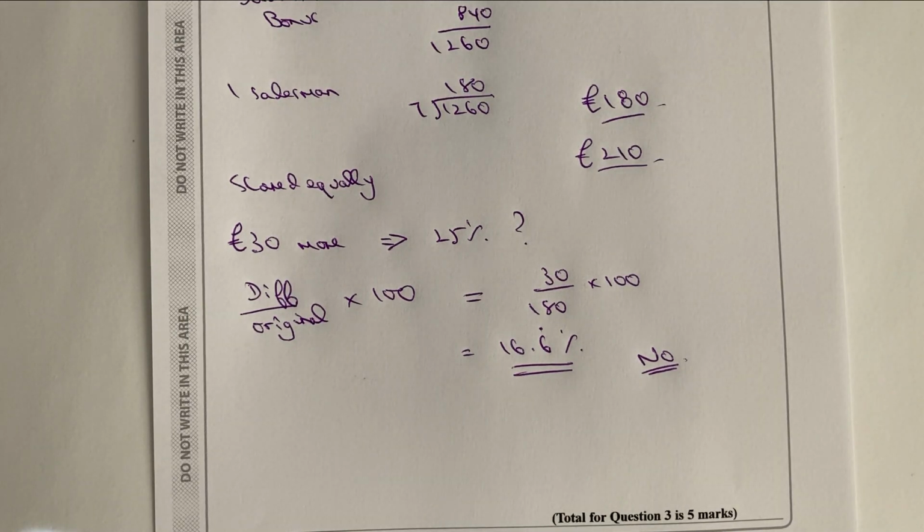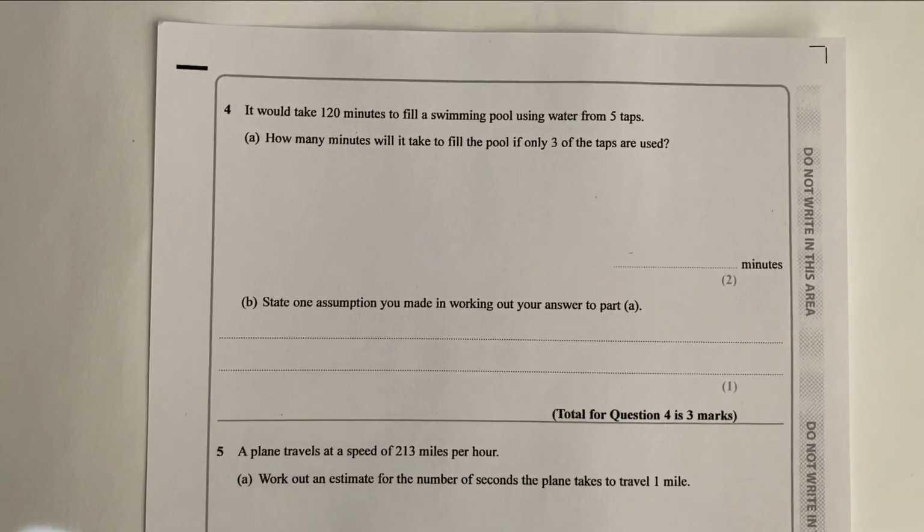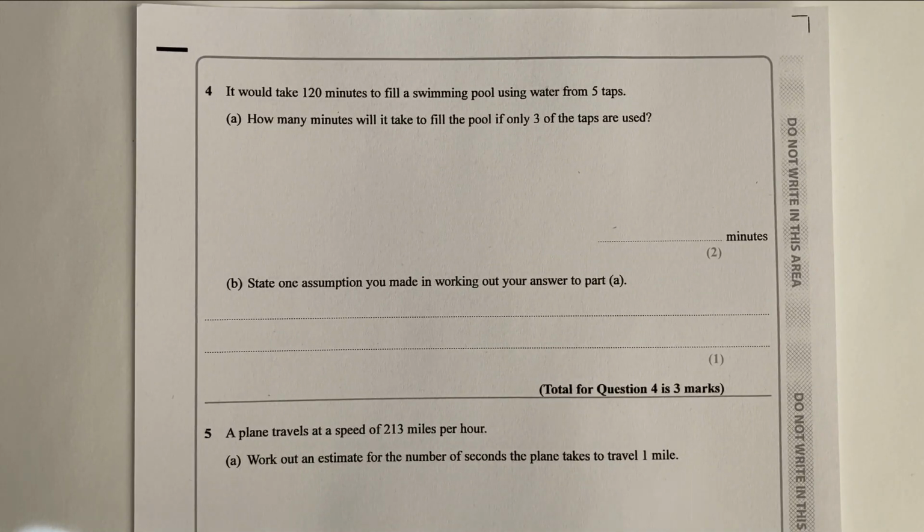Okay, number 4 is going to be a similar sort of idea, where it's lots of words, but once we've got our way through it, you should be able to make some fairly good marks from this. It's a 3 marker. Okay, so it takes 120 minutes to fill a swimming pool using water from 5 taps. How many minutes will it take to fill a pool if only 3 of the taps are used?